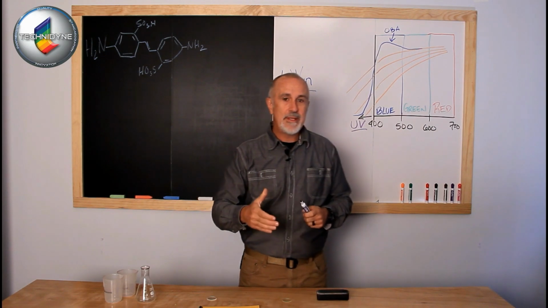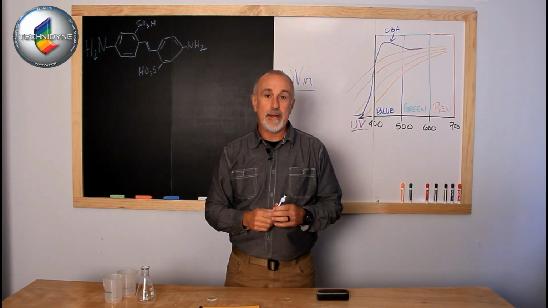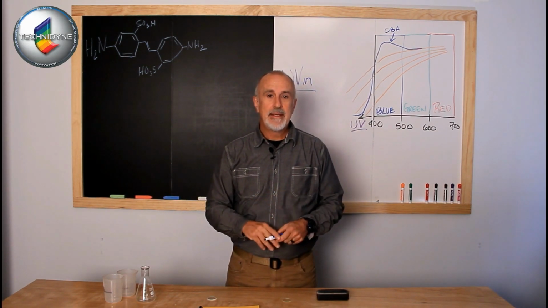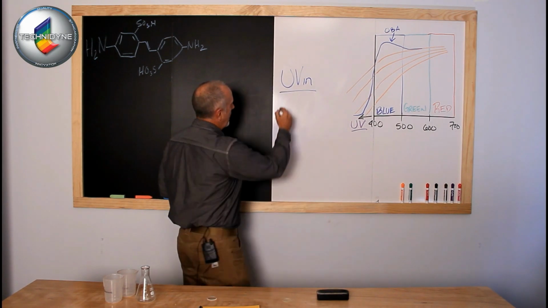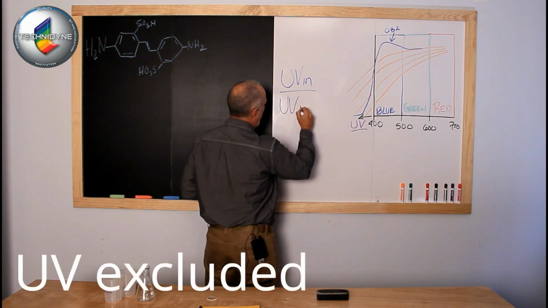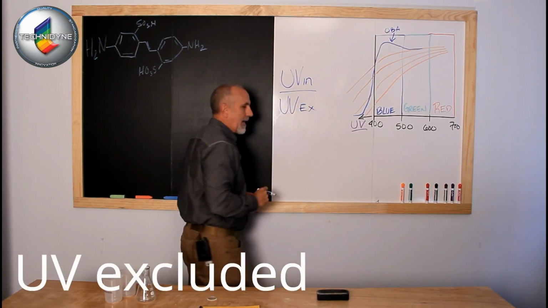So to determine the impact of the optical brightener, you have to make a second measurement. And you'll hear the phrase UV excluded, and you'll see an EX with that.